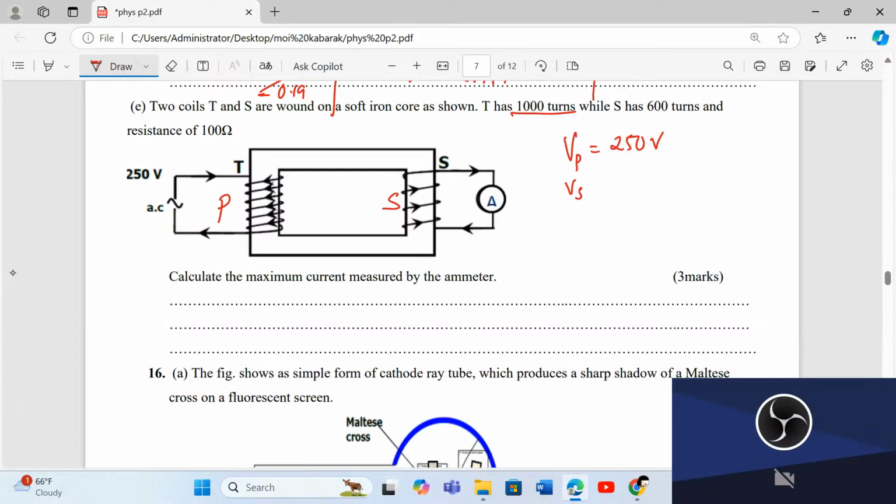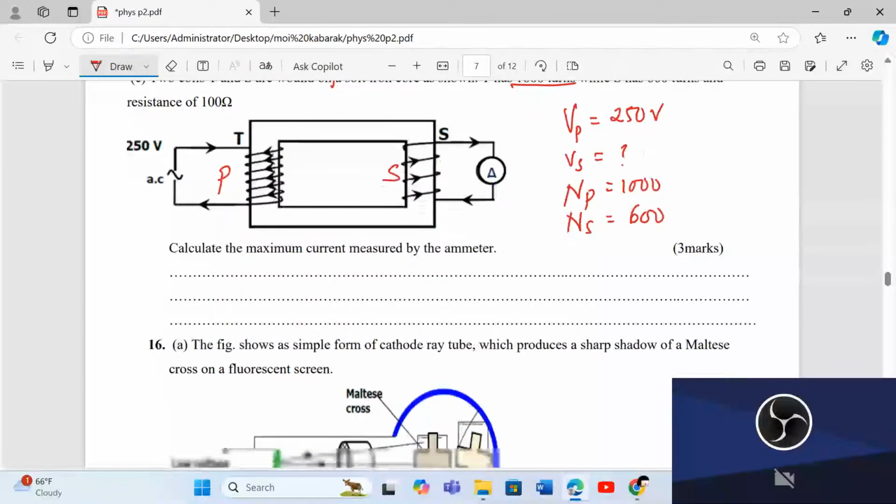V for secondary is unknown. Number of turns in the primary are 1000. Number of turns in the secondary are 600. Nothing else has been given apart from the resistance of the wire. Then you are being asked, what will be the maximum current? We do not have the current for primary. We do not have the current for secondary. But how will we arrive at getting the current of secondary?